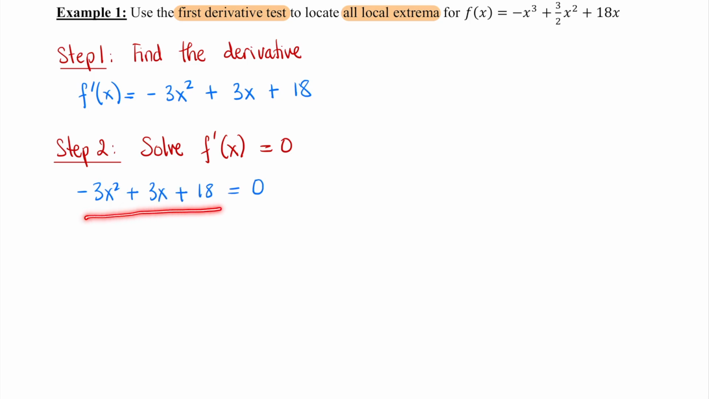This is a quadratic equation. We can either solve by factoring or by using the quadratic formula. Since this is factorable, we are going to factor it. First, I am going to factor out negative 3. So I have negative 3 times x squared minus x minus 6 equals 0. Now, I am going to factor x squared minus x minus 6. I have x minus 3 times x plus 2.